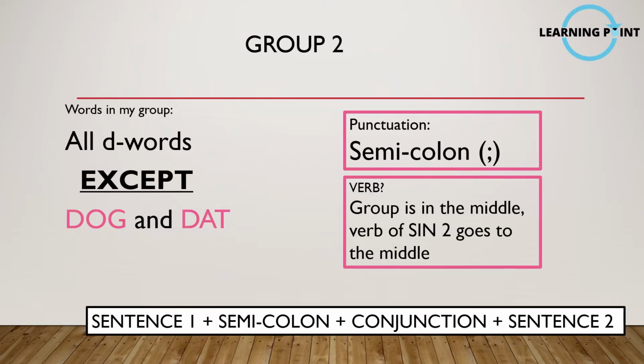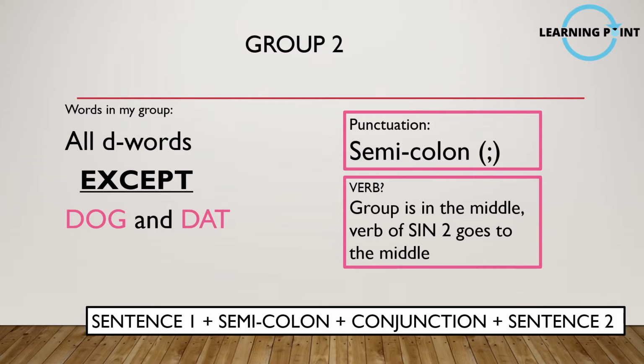And now we get to group 2. In group 2, I have words that start with a D. So all D words that I find in brackets as a conjunction are in this group except doch and dat, because doch is in group 1 as we did, and dat will be in another group. So if a word starts with a D, I know immediately that it is placed in group 2. My punctuation for group 2 is a semicolon, as it was a comma in group 1.